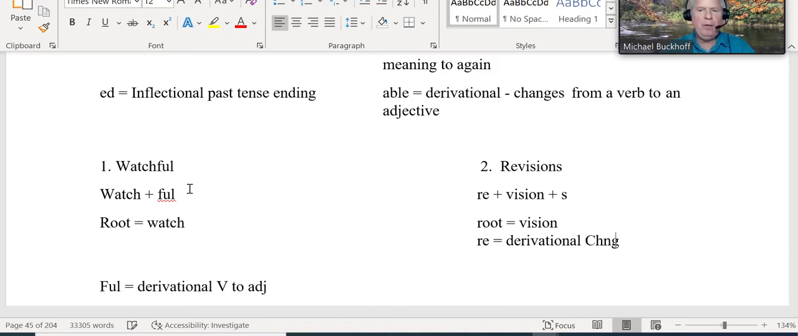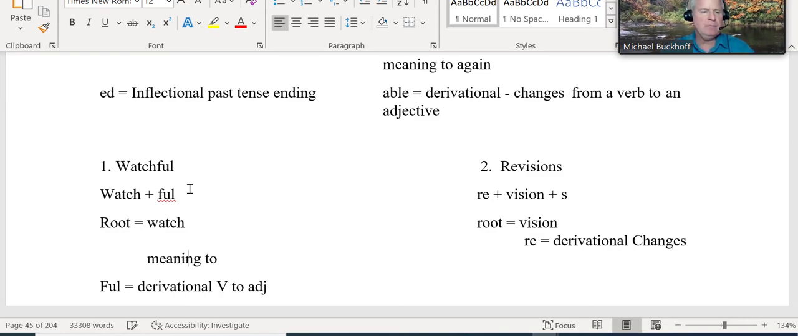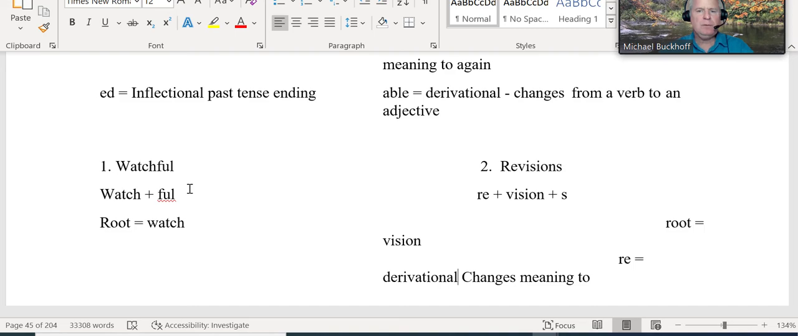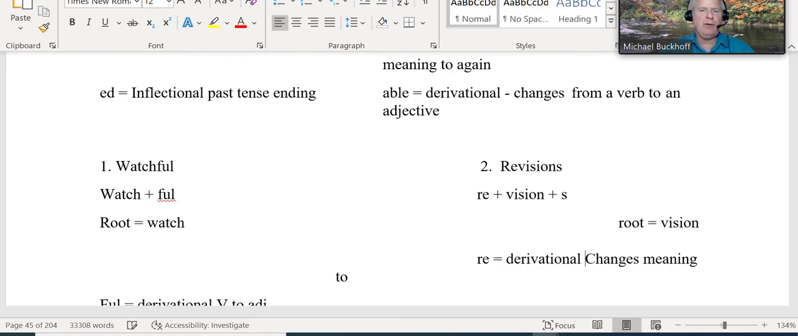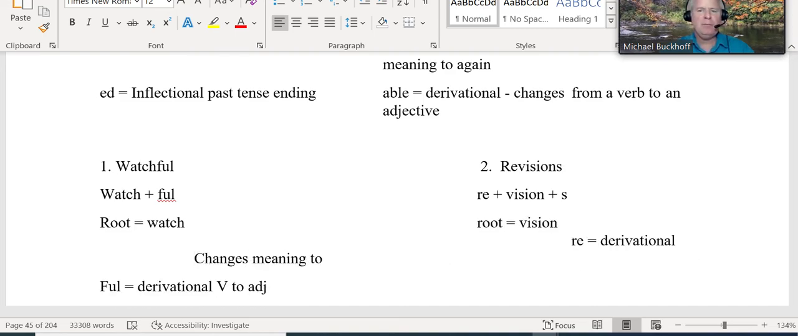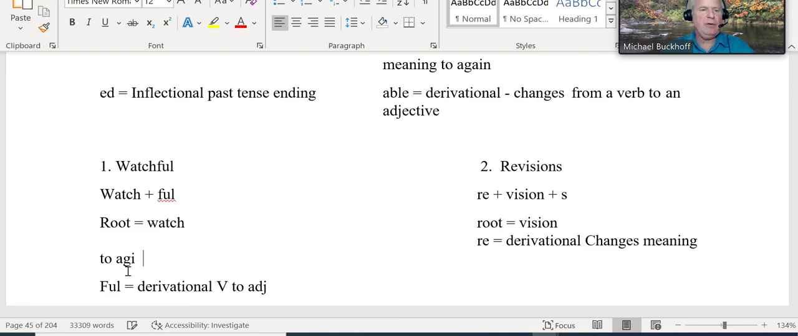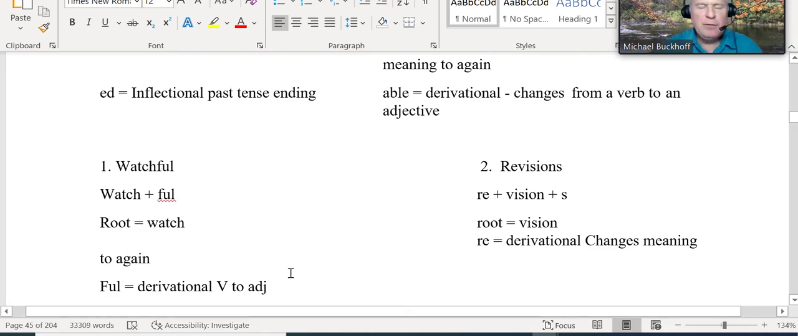So it changes the meaning to what? To again? Exactly. So we'll say changes meaning to, again.